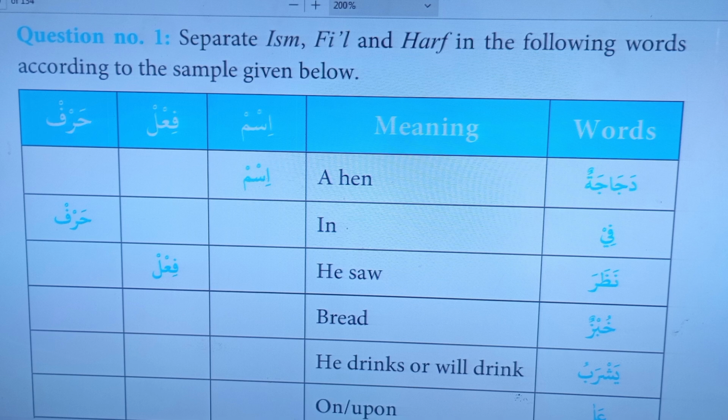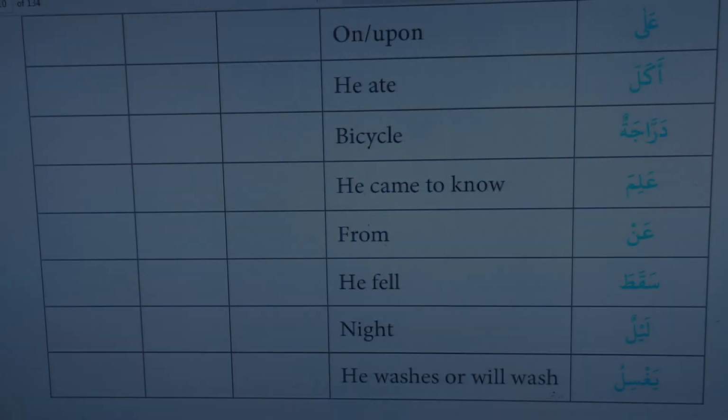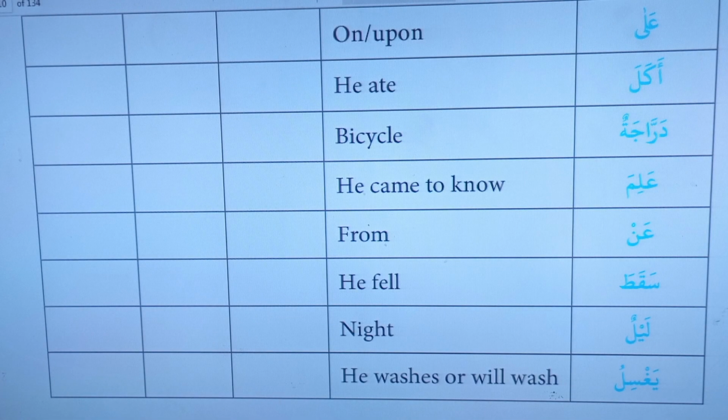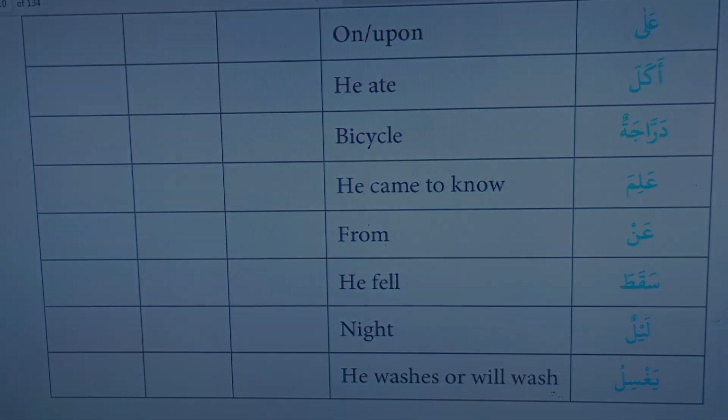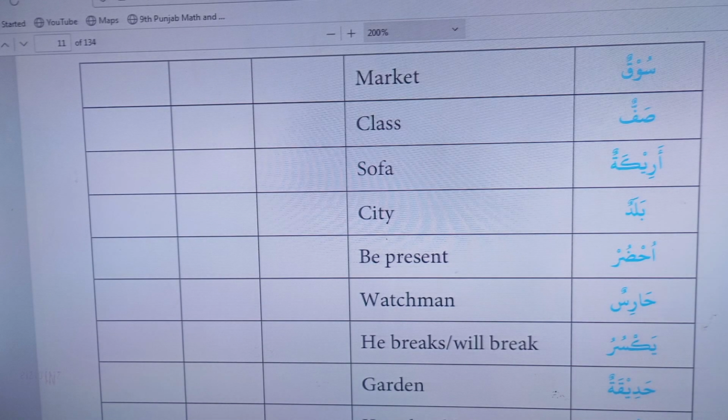Khubzun. It means a bread. A delicious object. No tense attached. So it's an ism. Yashrabu. He drinks or will drink. It's a current or future tense, meaning it has a tense. This is a fi'l. Ala, on, upon. It requires a companion word to clarify what something is upon. Therefore, it's a harf.